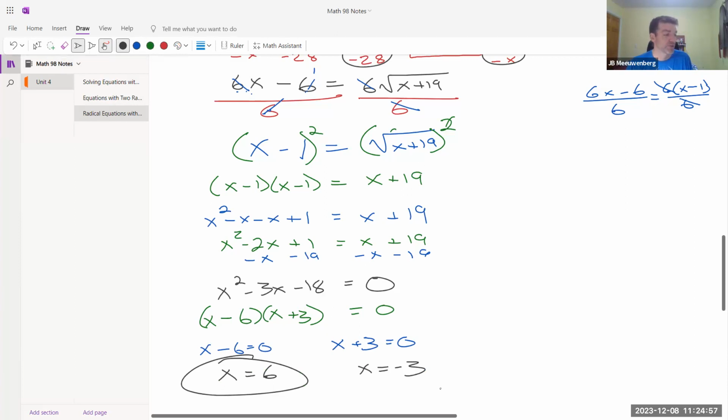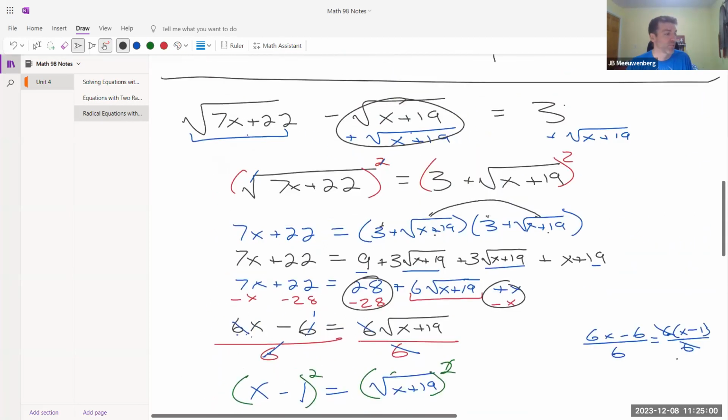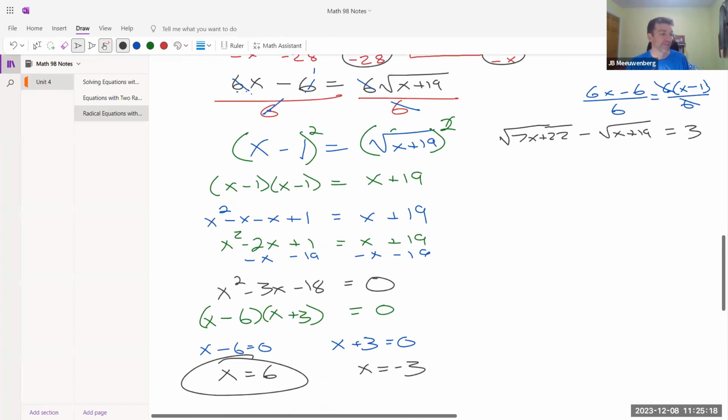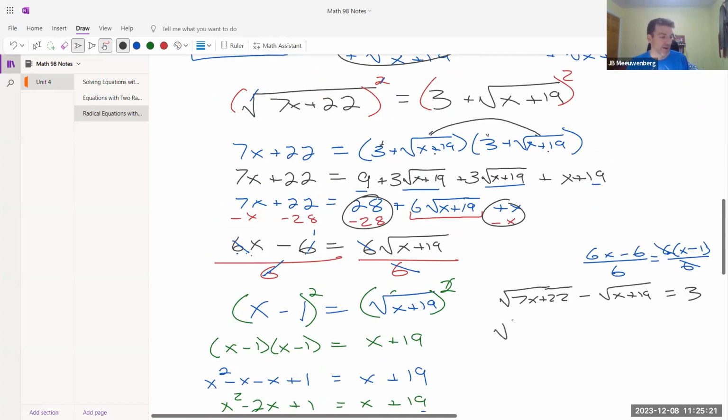And I'll show you why. It's important to see why. We have to go way back up here. So I'm going to check it down here on the right. So we have the square root of 7x plus 22 minus the square root of x plus 19 equals 3. So let's substitute in for x that solution that I said didn't work, which was negative 3. So we have the square root of 7 times negative 3 plus 22 minus the square root of negative 3 plus 16 is equal to 3.